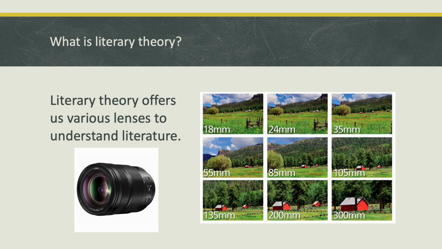So what is literary theory? Literary theory offers us various lenses to understand literature. Think about a camera with a lens which can be changed. Here we can see everything from 18mm, 24mm, all the way up to 300mm. Depending on which lens we use, we see a totally different picture. With the 18mm lens, we can see everything, however, in not much detail. With the 300mm lens, we can see a great deal of detail, however, we cannot see the bigger picture. Literary theory is all about using different lenses to understand literature in different ways.